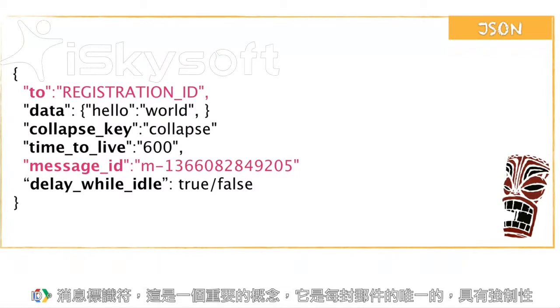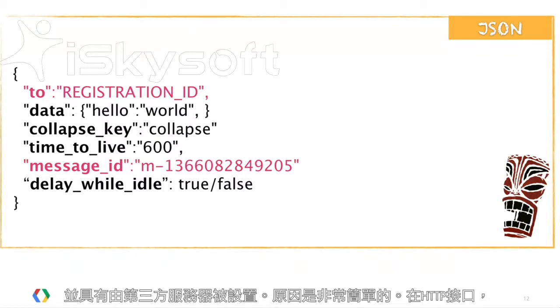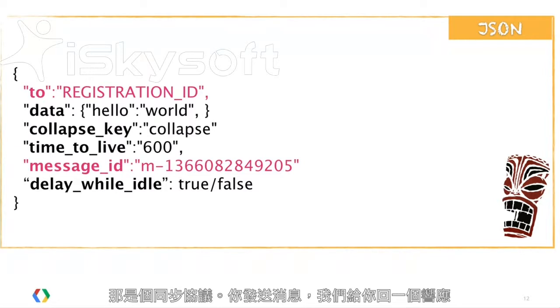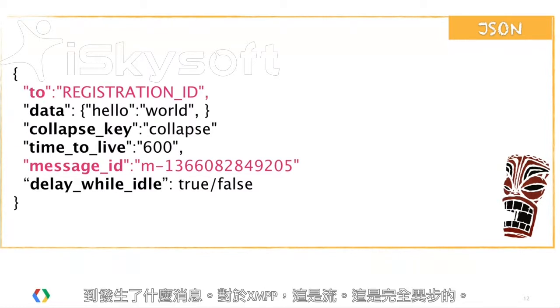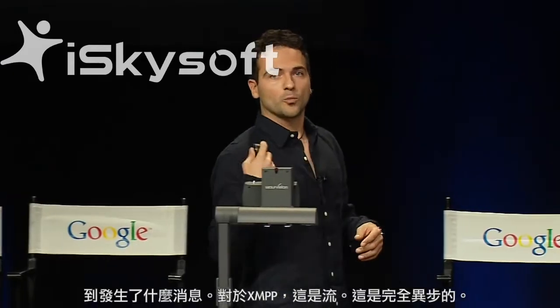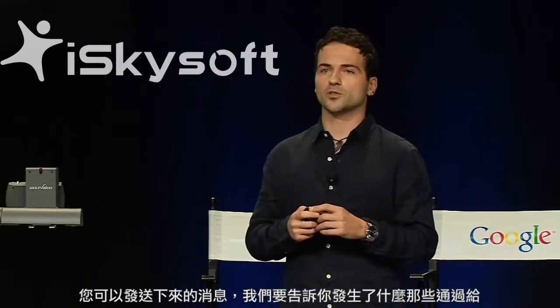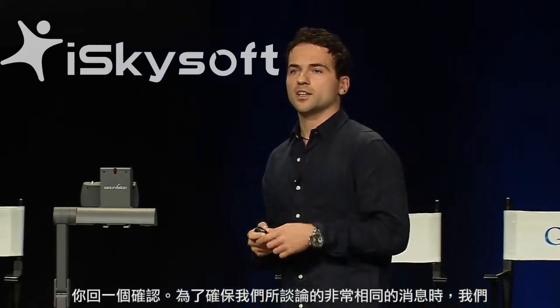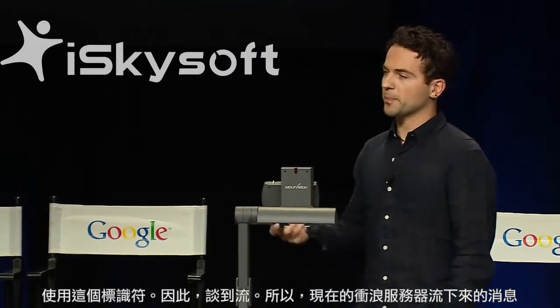And the message identifier, this is an important concept. It is unique per message, it's mandatory, and it has to be set by the third-party server. And the reason is really simple. The HTTP interface is a synchronous protocol. You send a message, and we give you back a response to what happened to the message. For XMPP, this is streaming. It's completely asynchronous. So you can stream down messages, and we have to tell you what happened to those by giving you back an acknowledgement. And so to make sure we are talking about the very same message, we use this identifier.